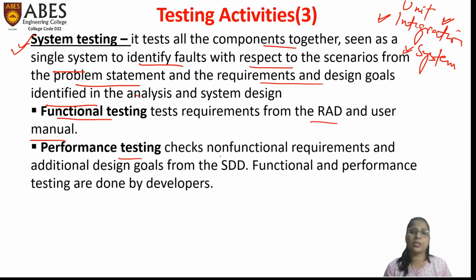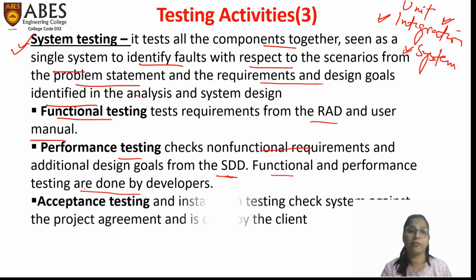Performance testing checks the non-functional requirements, such as how much time something is taking. Suppose there is an upload feature: how much time is the system taking for upload, how much time for download, how much time to launch the home page, or any other thing that the user is doing. That is directly related to performance. The SDD, the software design document, also mentions various aspects related to design goals, so this is checked as per that. Functional and performance testing are done by the developer.